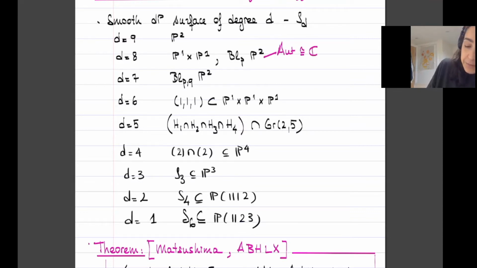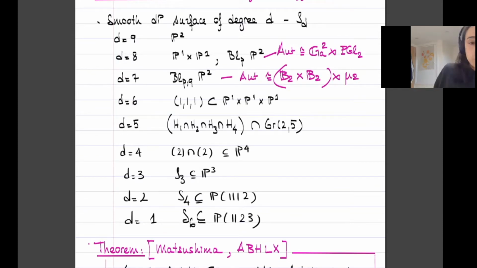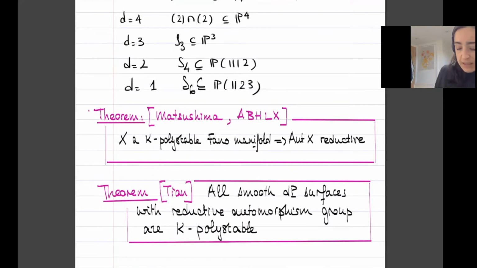So here we have an automorphism group which is non-reductive, a semi-direct product of GA² by PGL2. Whereas here we have an automorphism group which is isomorphic to the product of two Borel subgroups semi-direct μ2. So these are the two cases where the automorphism group is non-reductive. And the result due to Tian is that all smooth del Pezzo surfaces with reductive automorphism group are K-polystable.